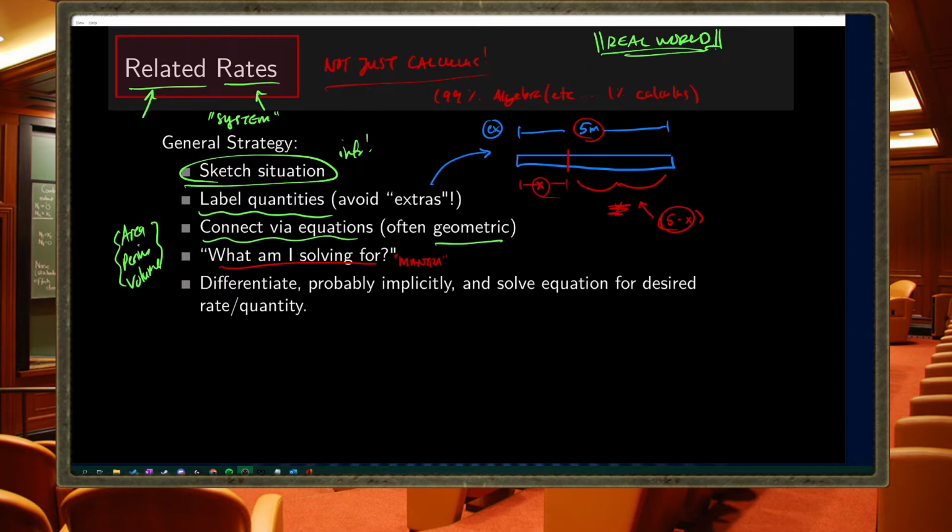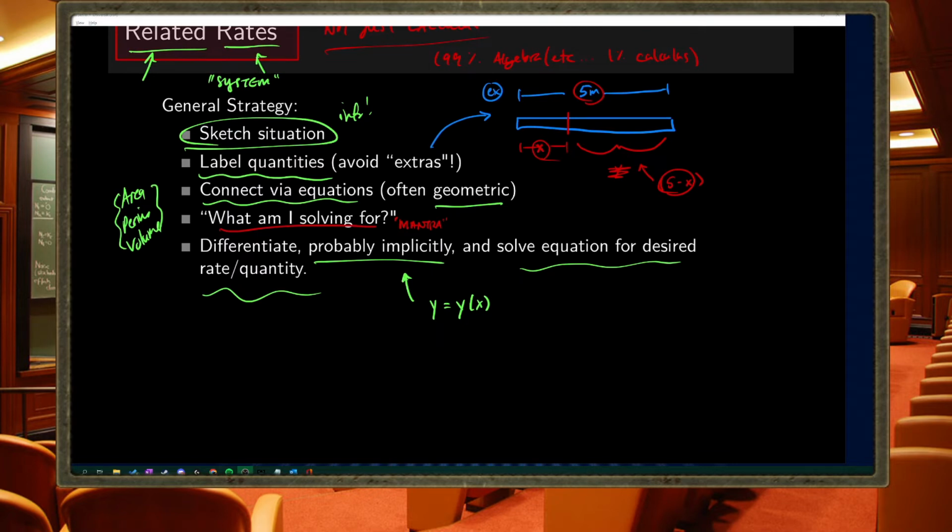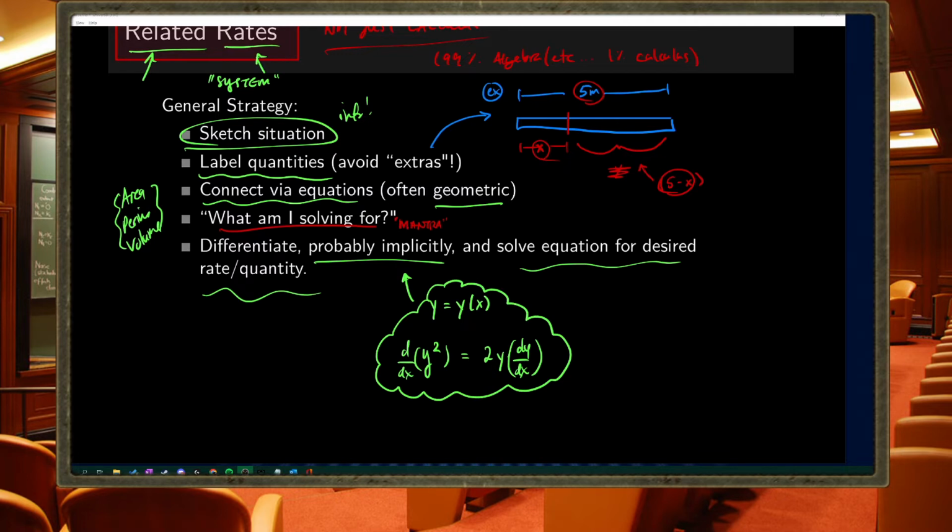All right. And at the end, you're going to differentiate, probably implicitly, and solve the equation for the desired rate or quantity. So we're probably going to use implicit differentiation, which means if we see some y, it's really some function of x, and if we differentiate y squared with respect to x, like we've done with implicit differentiation, you're going to have to use the chain rule. And this will often come up as a way for us to access the instantaneous rate of change or the derivative that we need.